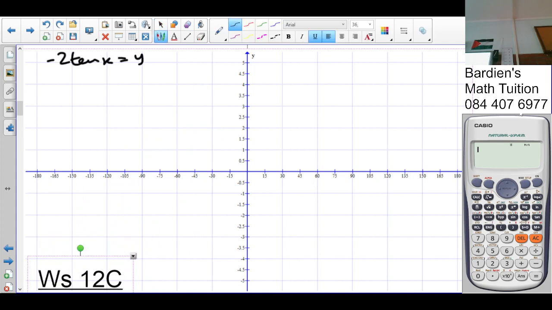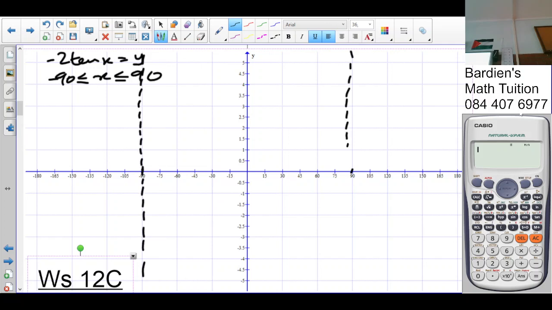And this is from where x is greater than or equal to negative 90 but less than or equal to 90. Which means to say I'm going to only draw it from there to there. Well, that is on your asymptotes already, not so? So then, here's that, and that part of the graph as well. Okay.